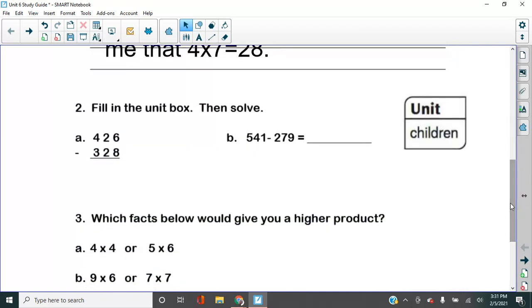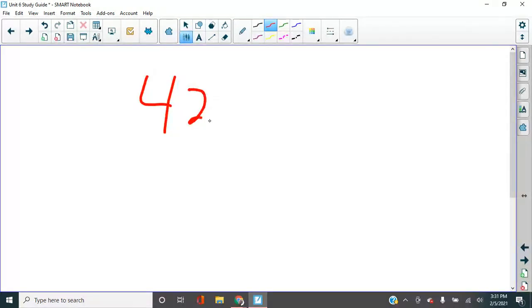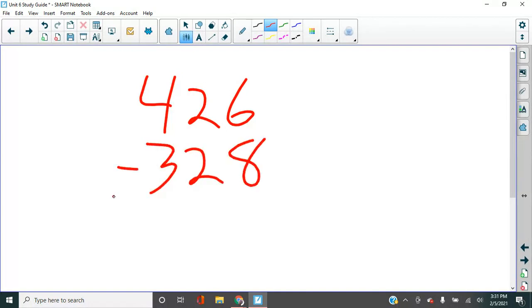All right, we're going to do some solving of these problems. Here we have 426 minus 328. Whenever you see something really little like that, write it bigger. 426 minus 328. So you see, look, so much more room to work with. All right, we are starting at the ones place here. 6 minus 8, what do you think?